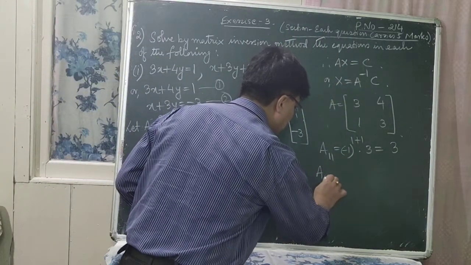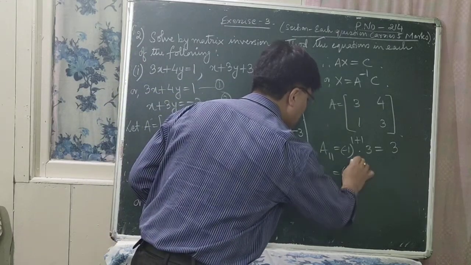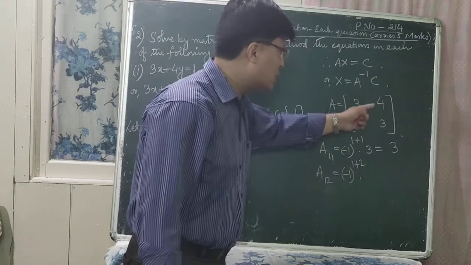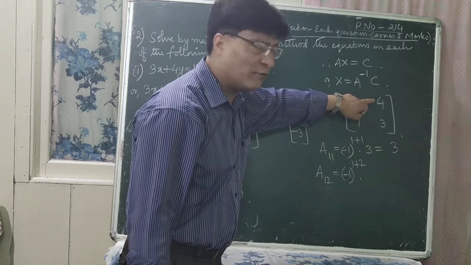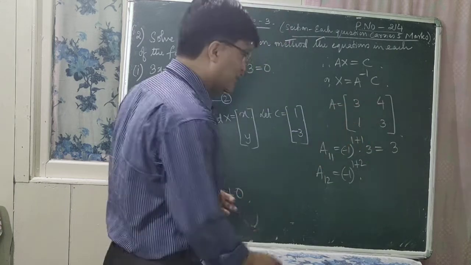Similarly, how can you get A12? Minus 1 whole to the power 1 plus 2 into, now A12 means this number 4. You have to delete the row and the column through the element 4. First row and second column are deleted. What remains? 1.